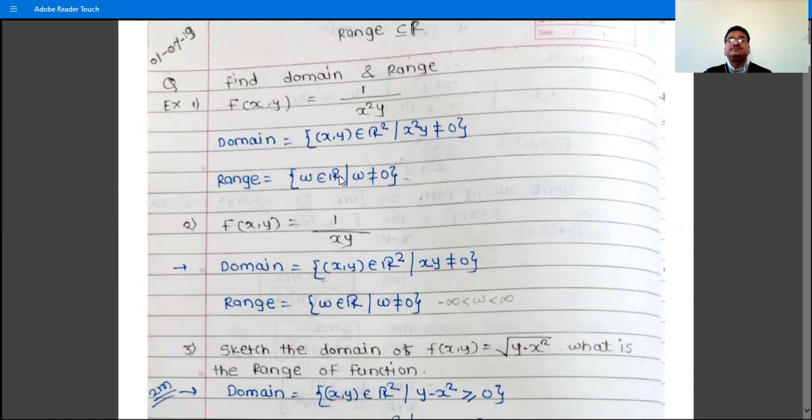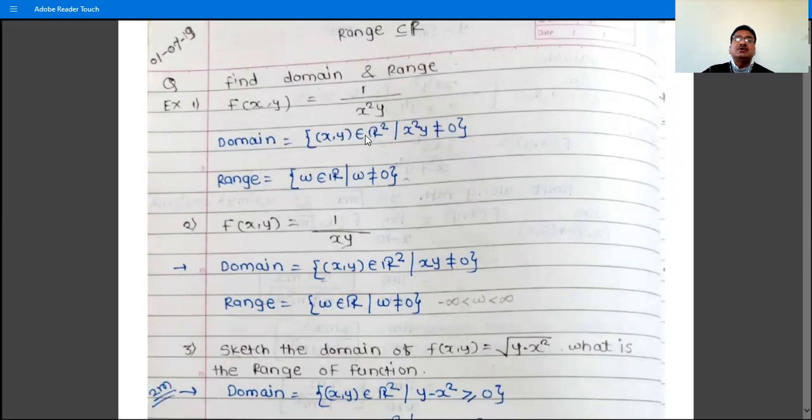And the range is what? Range means the set of images. Suppose x and y are both 1, f(1,1). What is the image of (1,1)? It is 1/(1² × 1), that is 1. The image of (1,1) is 1. Suppose (1,2), then 1² × 2 is 2, so 1/2 is the image of (1,2). Like that. So what is the pre-image of 1/2? It is (1,2).